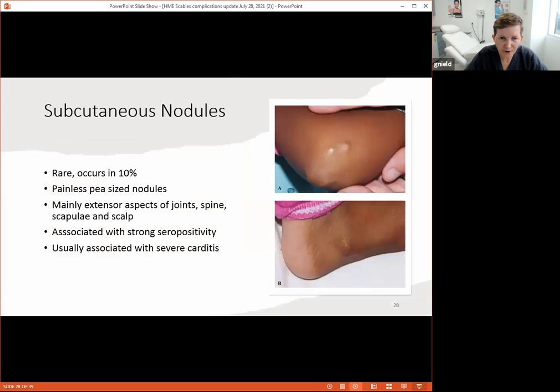So finally, subcutaneous nodules. Once again, they're rare, less than 10% of patients get them. They're painless pea-sized nodules, and they occur over the extensor aspects of joints, the spine, the scapula, and the scalp. They are associated with strong seropositivity and usually associated with severe carditis. So the top one is on an elbow and the bottom one is near the heel.